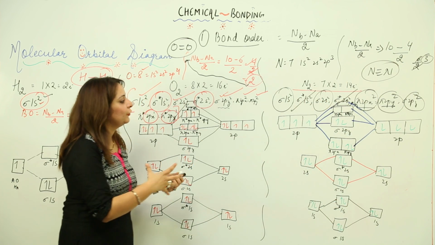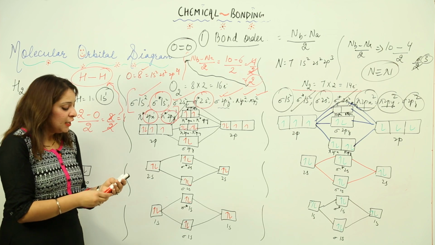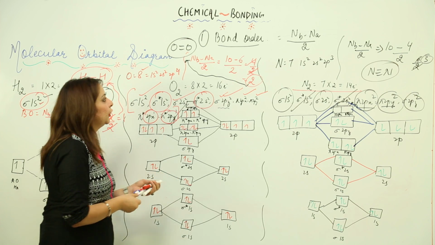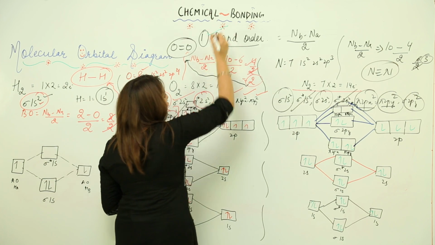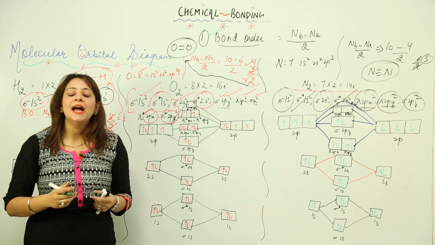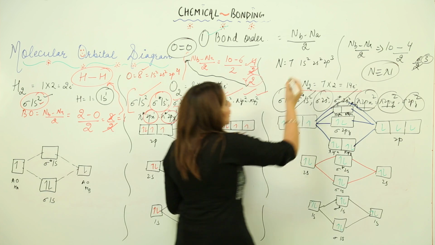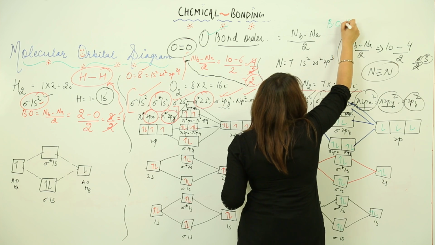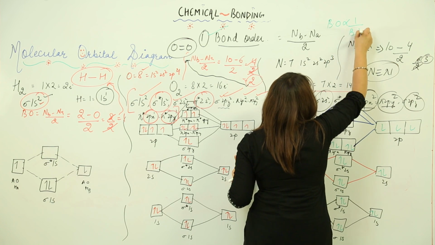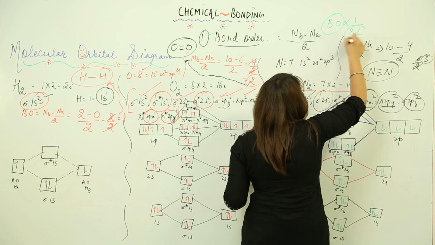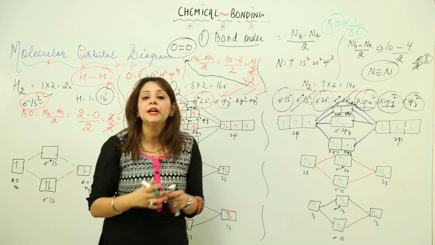So likewise, when you are drawing the energy level diagram, you can calculate the bond order. And you know that bond order actually gives information about the bond length also, because bond order is inversely proportional to bond length. More is the bond order, less is the bond length, because stronger is the bond.